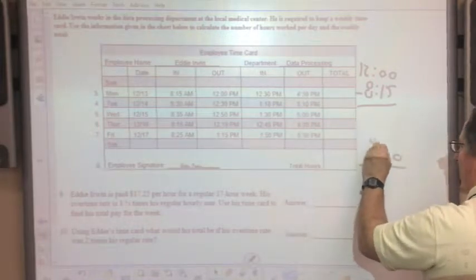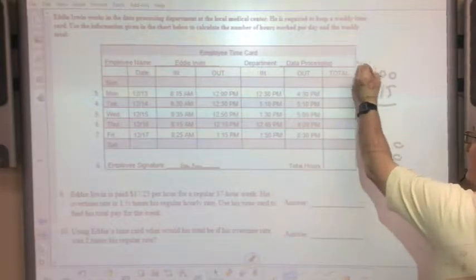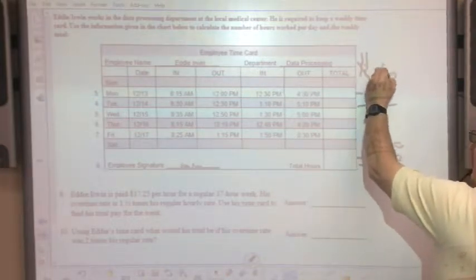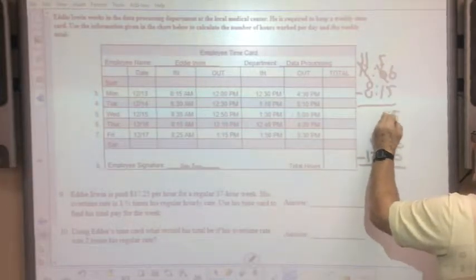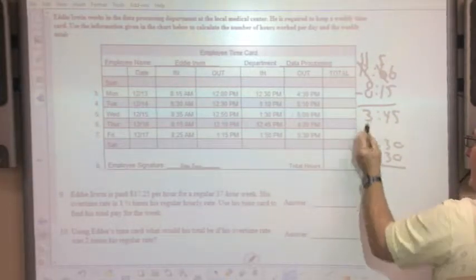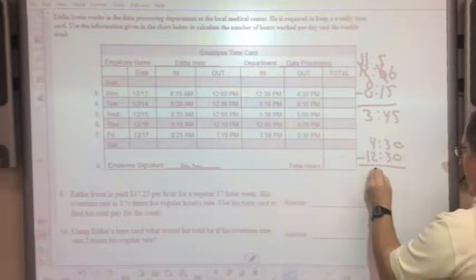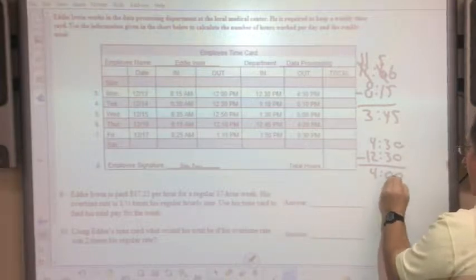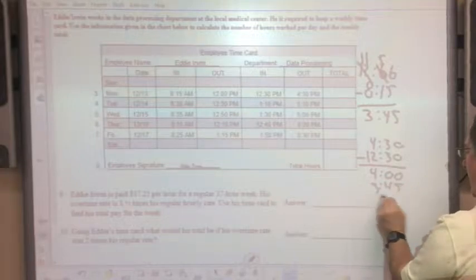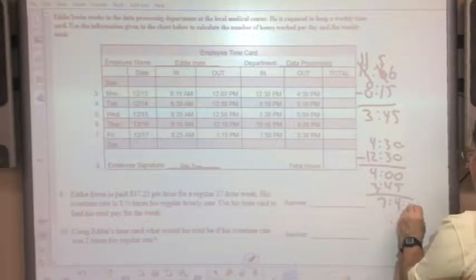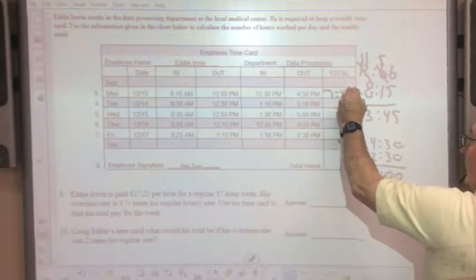In the morning, you're working from 8:15 to 12 noon on Monday, and then you come back after lunch at 12:30 and work till 4:30. So you have to borrow, since 15 can't come all the way from 0. You're borrowing 60 minutes, remember that. So 45, 50 minus 15, and then you are at 3 hours and 45 minutes in the morning, and just count your fingers, in the afternoon you're at 4 hours. You're going to add up the morning to the afternoon, and we're left with 7 hours and 45 minutes on Monday.